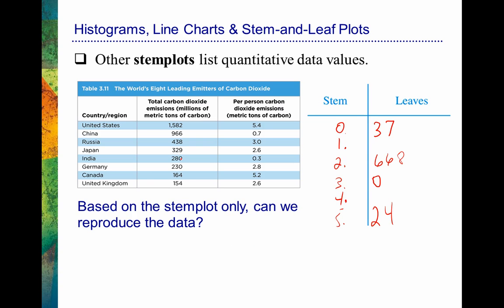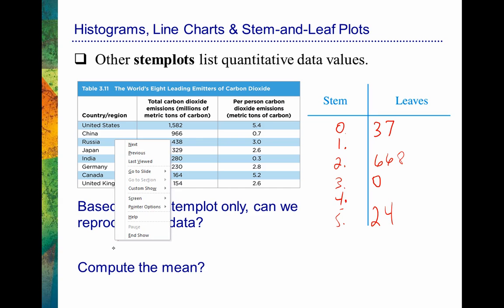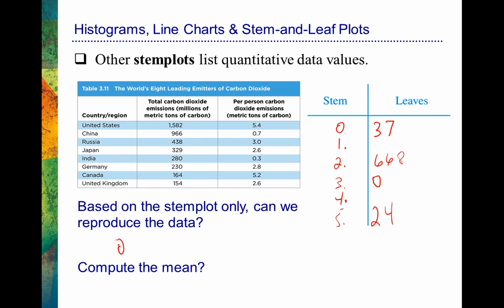So again, let's say we didn't have all this information there. Could we reproduce the data? Could we compute the mean? And the bottom line is we could. If we understood what this stem and leaf plot was showing us, we could see that we've got data here and we could start listing it out. 0.3, 0.7, put commas in between here. There's nothing with 1s. 2.6, 2.6, 2.8, and so forth. We have a 3.0, a 5.2, and a 5.4.